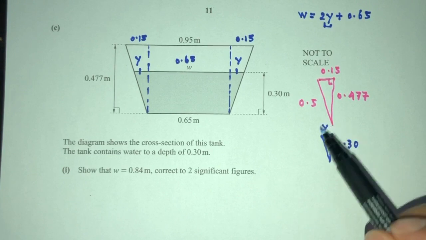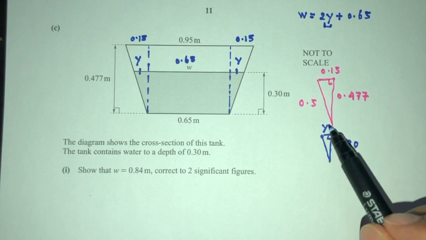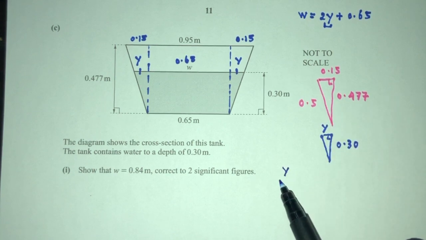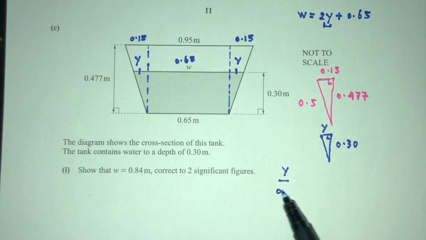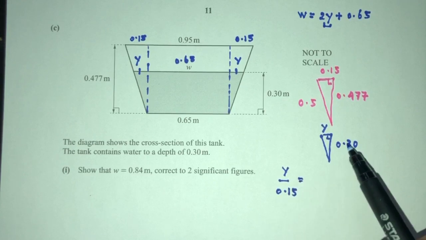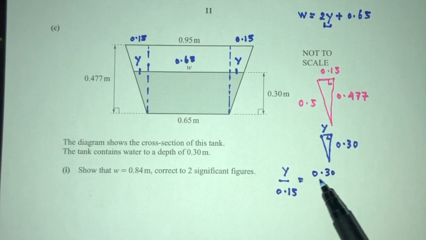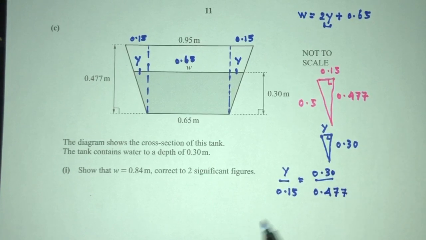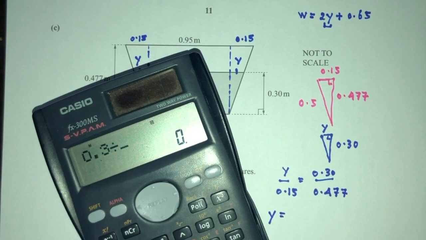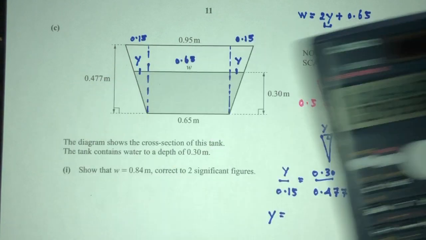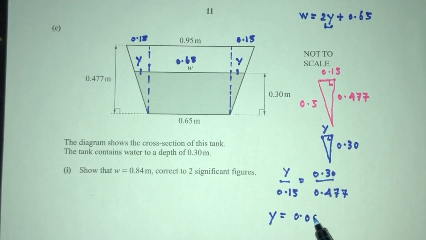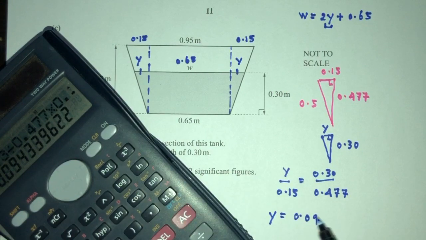Now to find the value of y, we have to use similarity. For example, if you know this side, y, over the corresponding side, has to equal 0.3 over its corresponding side. So that's how you use similarity to find the answer. So y will be what? 0.3 divided by 0.477 times 0.15. That will be 0.09434.